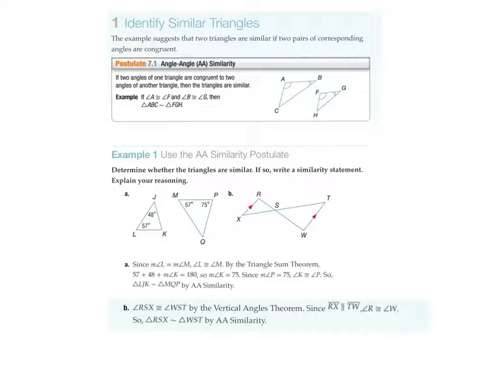And here's what I was just saying a few minutes ago. If you look at the example just here, it said if angle A is congruent to angle F and angle B is congruent to angle G, then triangle ABC is similar to triangle FGH. Okay, and then you're looking for things. So what do you know? Let's have a look at A.